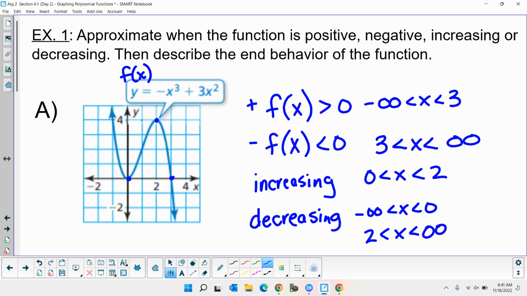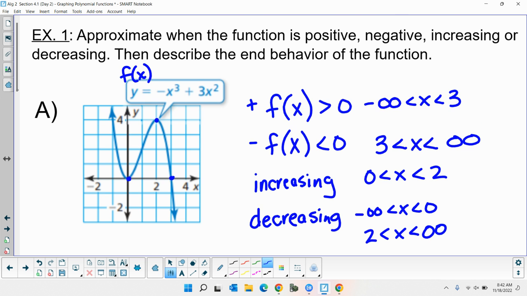Okay, so we just write inequalities for those sections where it's positive, negative, increasing, and decreasing. Remember, we're looking at the x values. We're not looking at the y values. Look at domain. Remember, domain is the x value. What do we call the y values? The range, right? Okay. So what happens sometimes is kids will start putting y values in, okay? We're talking about the x values, when it's decreasing, increasing, positive, and negative. Okay? Does that make sense?